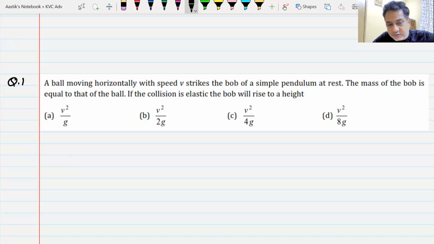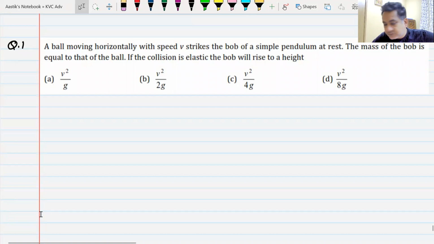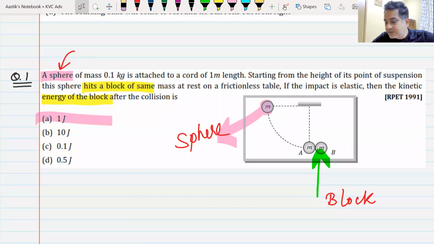Why did it take you so long to get the answer? This is exactly the same problem as this one. The problem is just put in reverse. Here the bob is coming from a height and striking the block. This problem is reverse. Block is coming and striking the ball. What difference does it make? It is the same question. Do we understand this? Yes, sir. If you understand this, you should have done this.